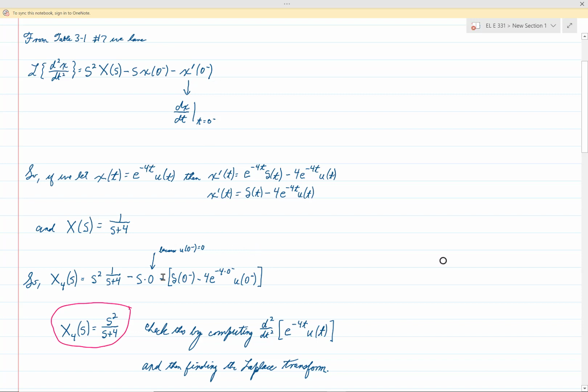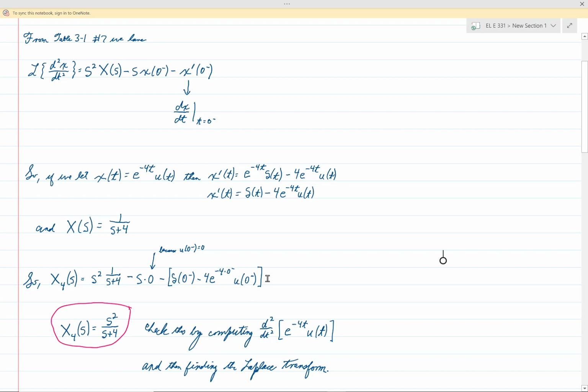So as we can see right here, both this term and this term, the second term and the third term in this case, will drop out, and we're just left with s squared times X of s, where X of s is 1 over s plus 4. So we just have this first term, which gives us X of s is equal to s squared over s plus 4.